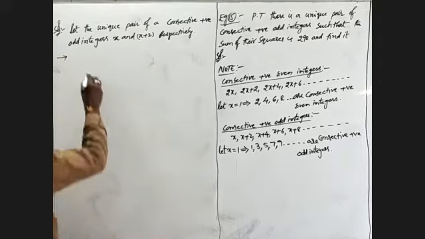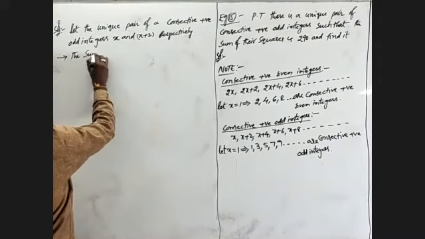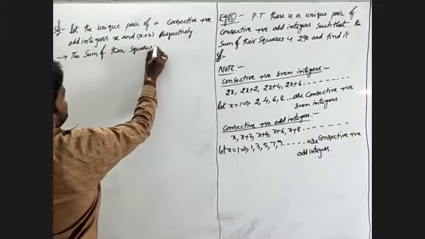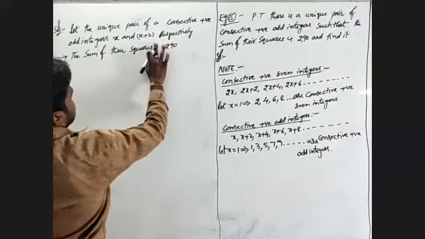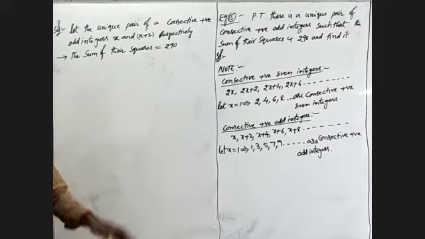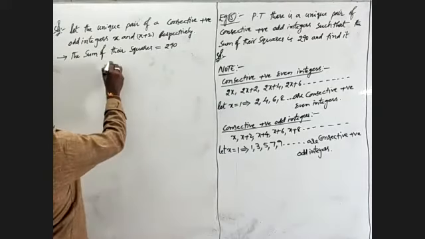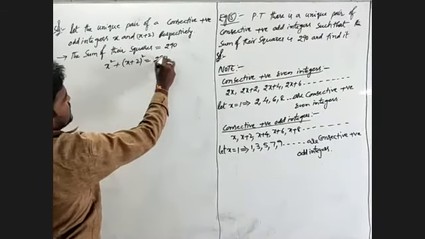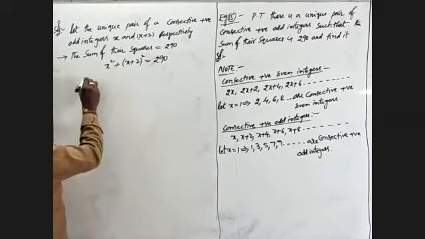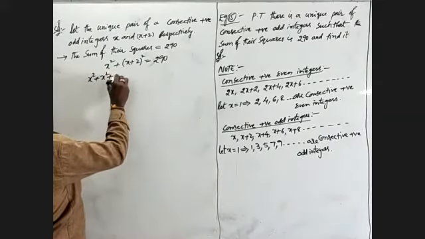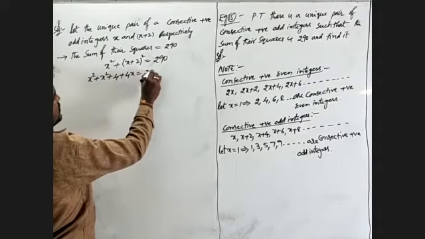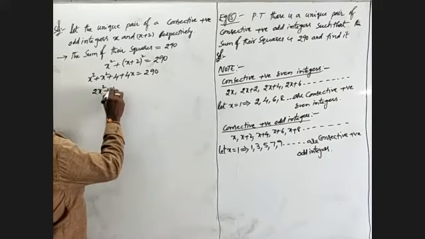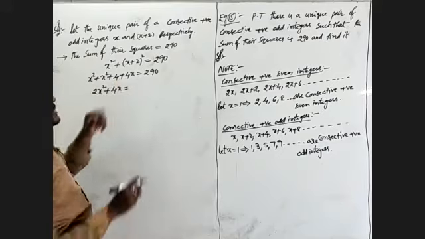I will write the given condition. The sum of their squares is 290. First we take the square of the first one, x square, plus, sum means we take plus, x plus 2 whole square is equal to 290. Expanding, x square plus 4 plus 4x is equal to 290. So x square plus x square is 2x square plus 4x is equal to 290 minus 4, which is 286.